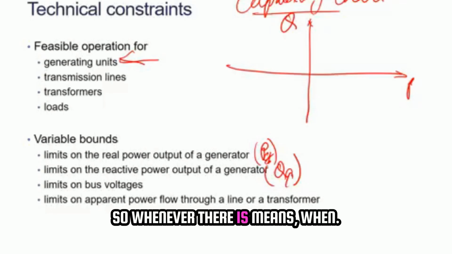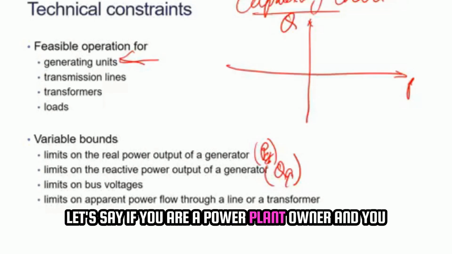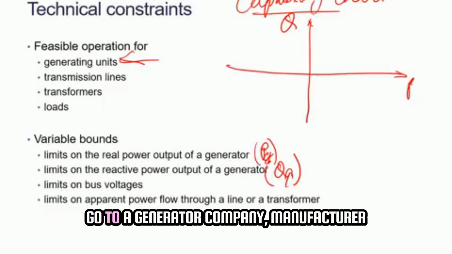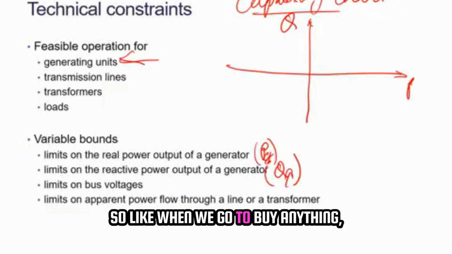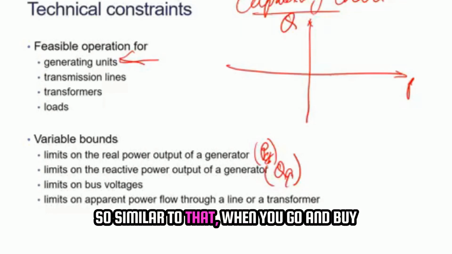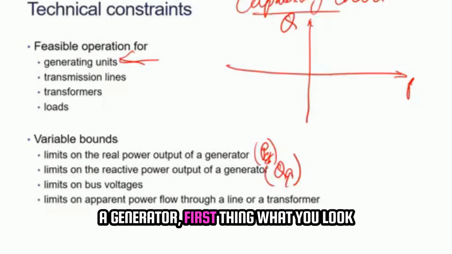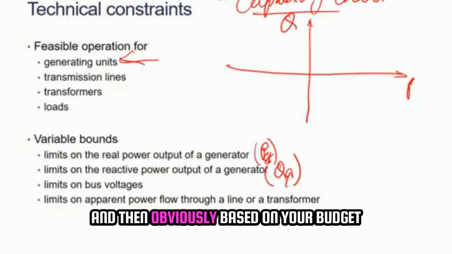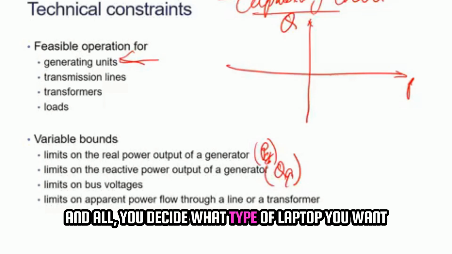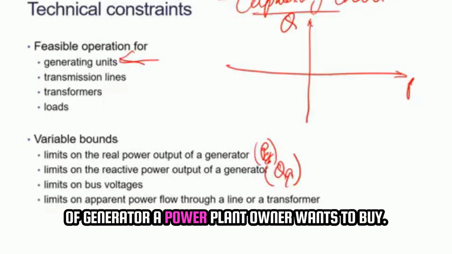So let's say you are a power plant owner and you go to a generator manufacturer company, and you want to purchase a generator. Like when we go to buy anything, say a laptop, a lot of different configurations are there. Similar to that, when you go and buy a generator, the first thing you look at is this capability chart. That is the technical comparison, and then obviously based on your budget, you decide what type of laptop you want to buy, and similarly what type of generator a power plant owner wants to buy.